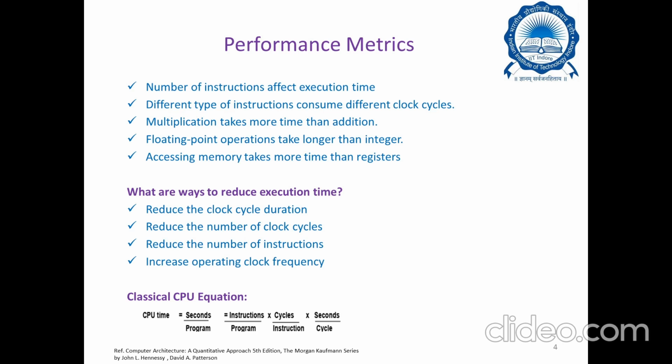So combining all these factors, one of the classical CPU equations can be written as: CPU time equals seconds per program equals the number of instructions per program times number of cycles per instruction times number of seconds per cycle. And this is collectively known as the classical CPU equation, because it equates back to the same execution time that I was talking about.